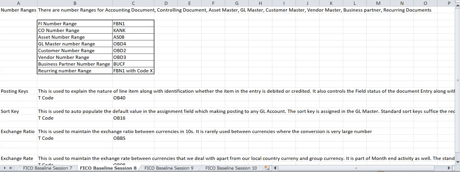Okay, let us start with today's session. So, in today's session, we will be discussing some of the basic terminologies that are used in the SAP FICO module.